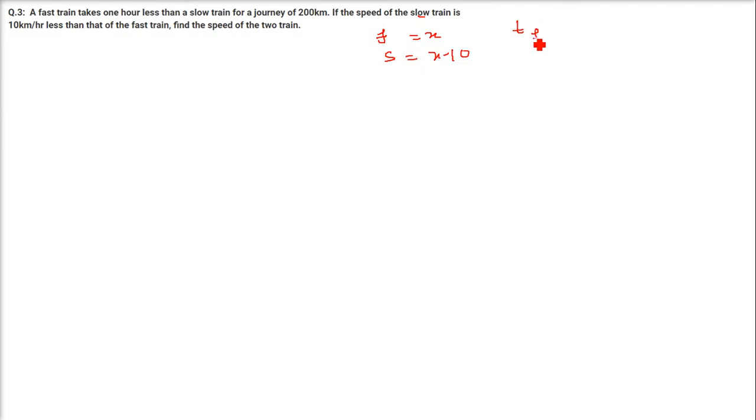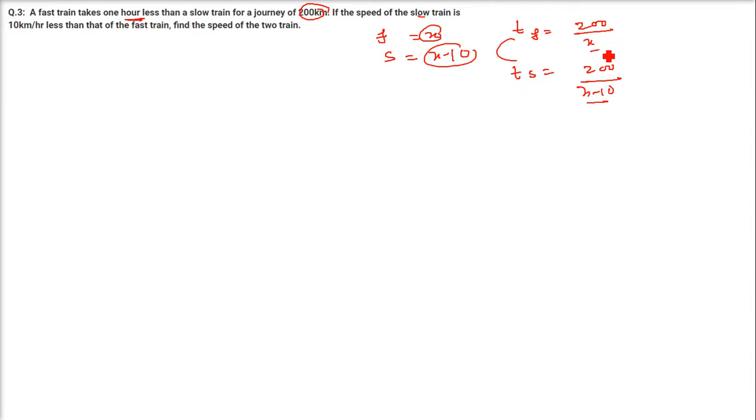Now what is the time of the fast train? Time is distance over speed. Distance will remain the same for both of these. So let me write it. Distance will remain 200 km for both. And what is the speed? We have assumed x here, and x minus 10 here. But the difference of time is what? 1 hour less. So the difference of time is 1 hour.